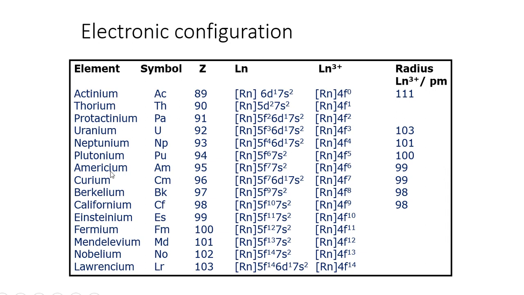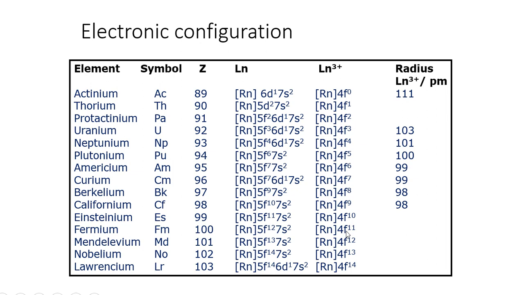So, electronic configuration of actinides. Here is the name of the element given, its corresponding symbol, atomic number, and this is the general electronic configuration, and this is the electronic configuration in its plus 3 oxidation state, and this is the radius given in picometers. So when you look at this electronic configuration, all the actinides in the plus 3 oxidation state, starting with actinium, which has 4f0 electrons, then thorium with 4f1, protactinium with 4f2, uranium with 4f3.